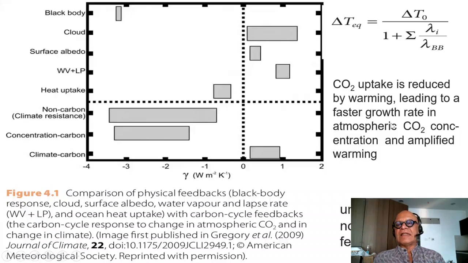There is evidence that land and ocean may be getting less efficient in taking up carbon. So is the greening of the earth really happening? We will see that those kinds of feedbacks lead to a faster growth rate in atmospheric CO2 concentration and amplified warming. So this is a nice way of unifying what typically we look at in terms of just the physical climate feedbacks by combining with the carbon cycle feedback, making a distinction between concentration carbon feedback and climate carbon feedback.